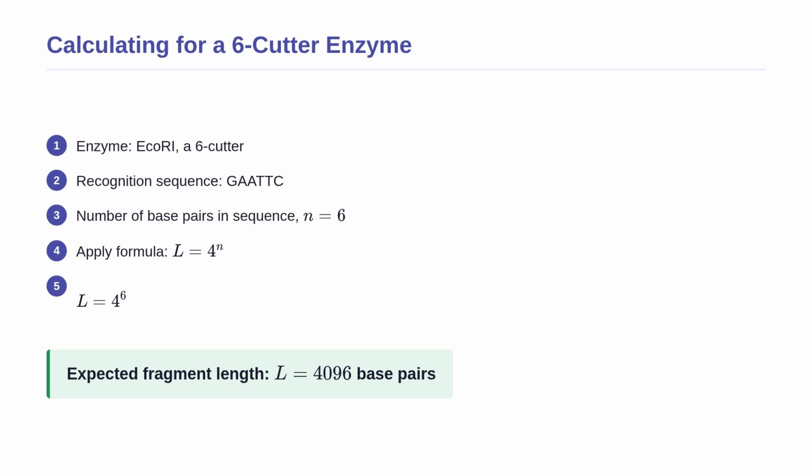Notice how requiring just 2 extra specific bases makes the sequence much rarer in the overall genetic code, resulting in DNA fragments that are significantly longer and fewer in number compared to the 4-cutter.